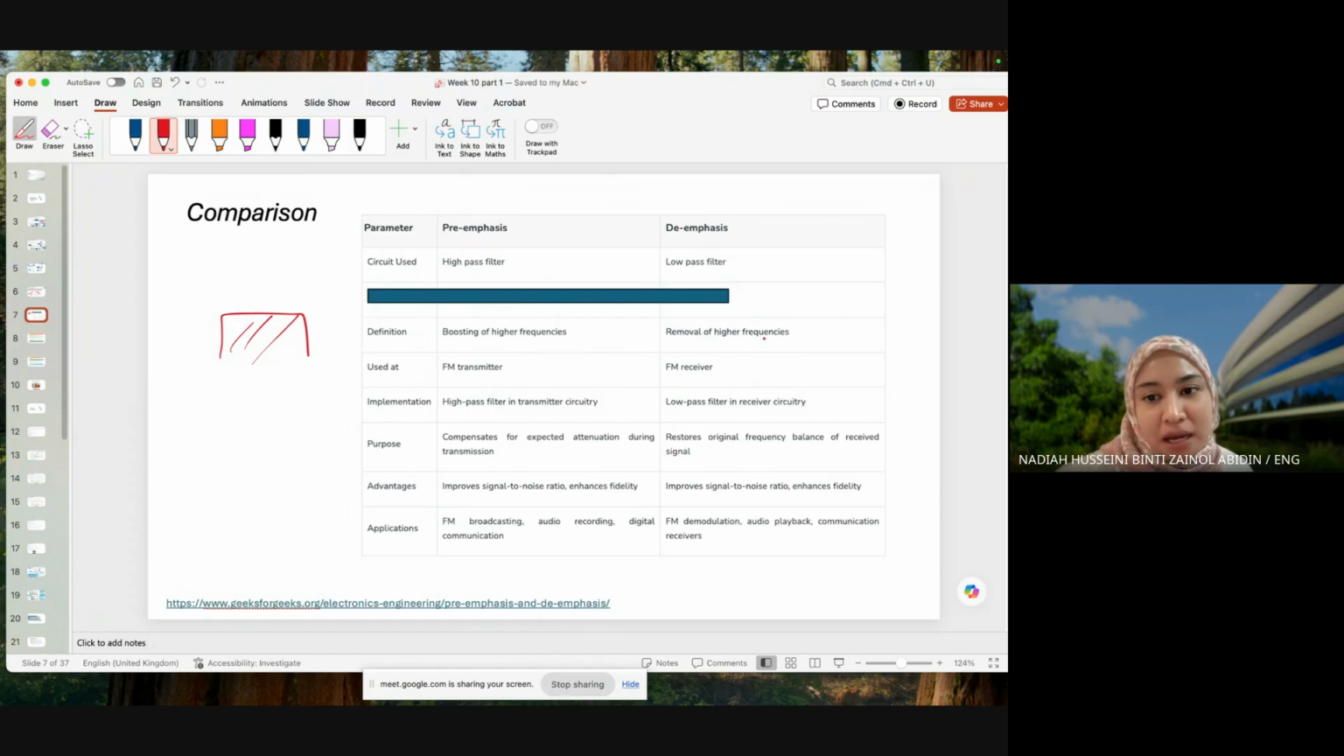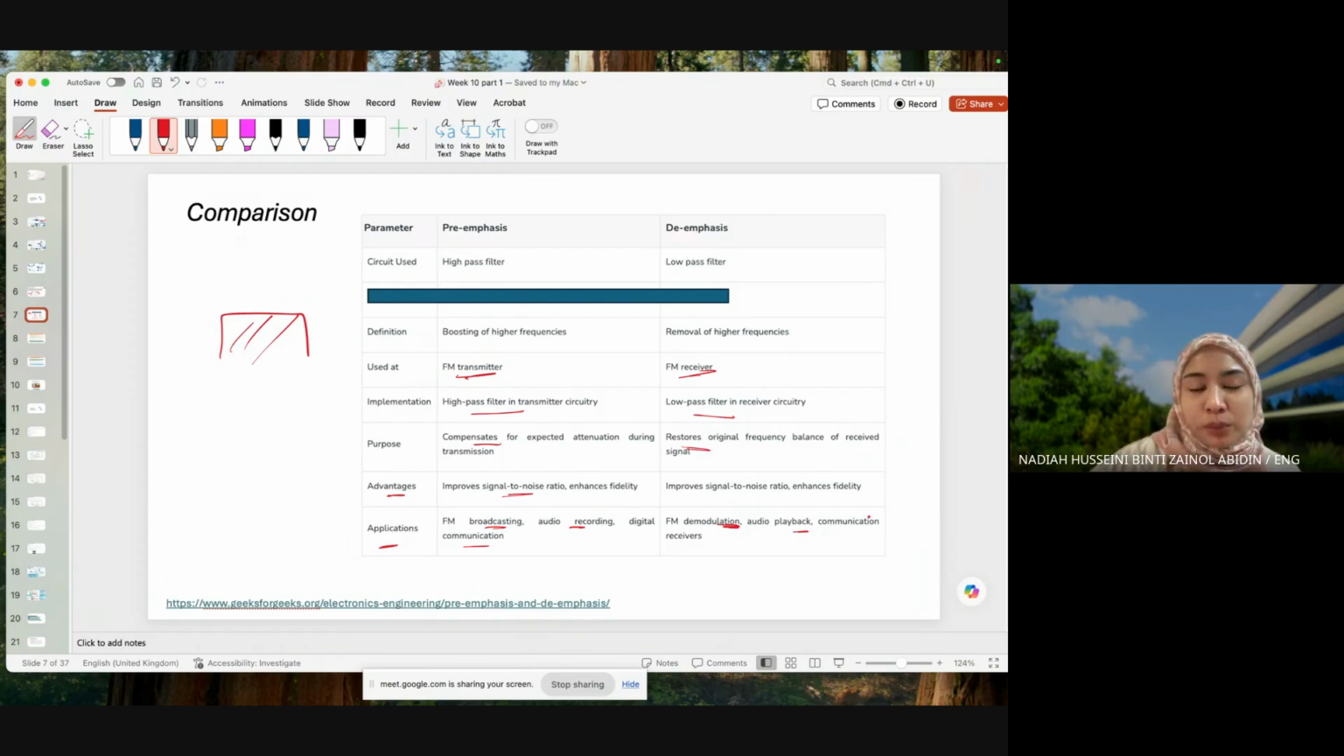Definition: pre-emphasis boosts high frequencies, de-emphasis removes high frequencies. Pre-emphasis is used at the FM transmitter, de-emphasis at the FM receiver. Implementation: a high-pass filter in the transmitter circuitry, a low-pass filter in the receiver circuitry. The purpose is to compensate for expected attenuation during transmission, and de-emphasis restores the original frequency balance. The advantage is improved SNR. Pre-emphasis applications are broadcasting, audio recording, digital communication. De-emphasis is used in FM demodulation, audio playback, communication receivers.